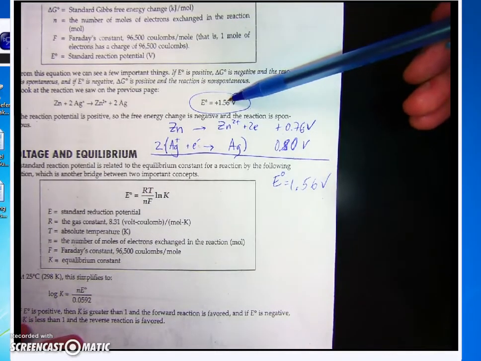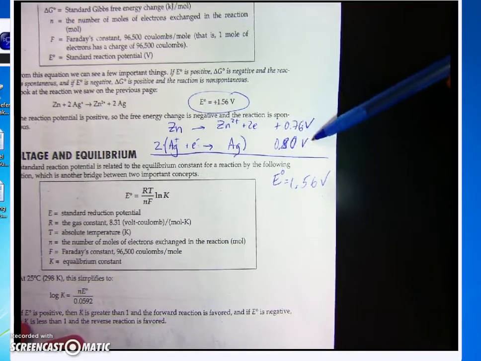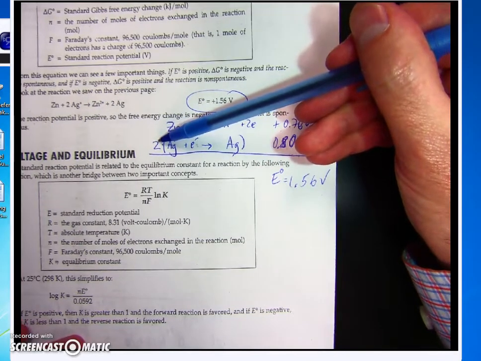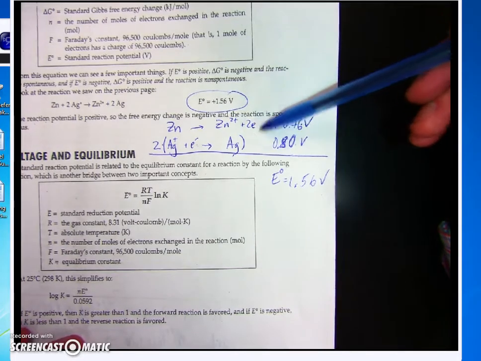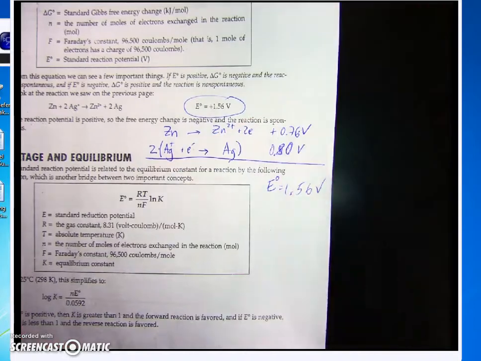Again, let's review. We do not multiply the voltage when we are adding these up, even though we need to get the balanced chemical equation. The number of electrons lost always has to equal the number of electrons gained for a chemical reaction.